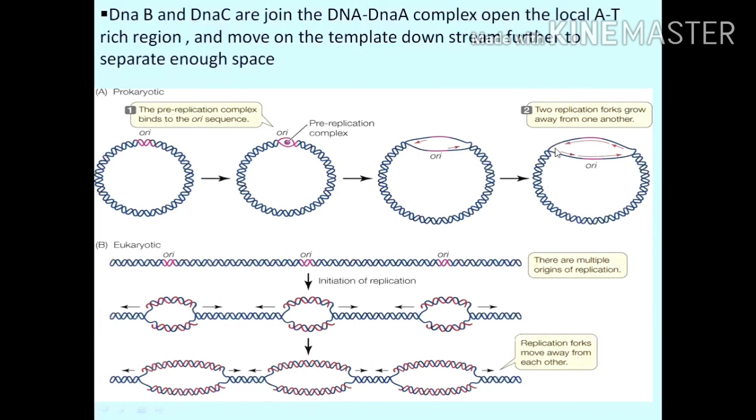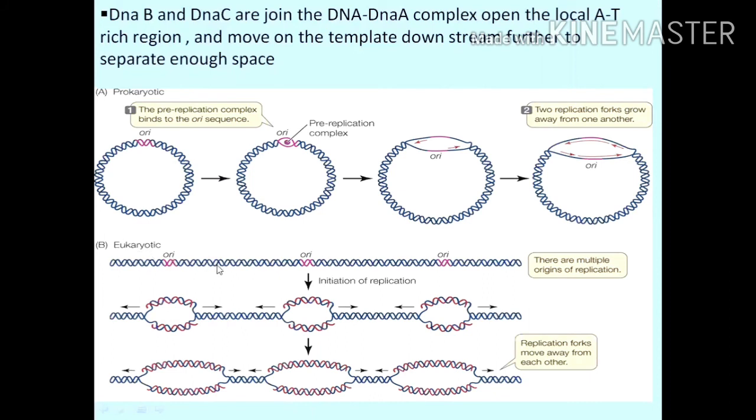So that's why, after opening up the double-stranded DNA molecule, we can see Y-shaped replication forks formed on both sides. This is one Y-shaped DNA replication fork, and another replication fork on the other side. It proceeds towards both directions. The replication is initiated at a single point, but it proceeds in a bidirectional manner in the prokaryotes.